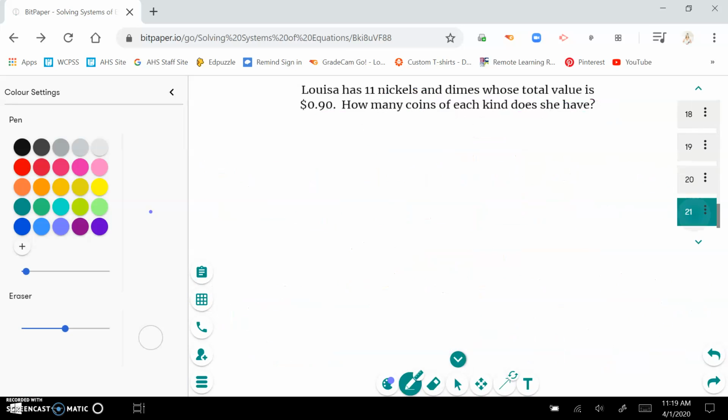All right, so now I want you to try this problem. Louisa has 11 nickels and dimes whose total value is 90 cents. How many coins of each kind does she have? So go ahead and make sure you define your variables, set up your equations, and then solve. And those are your key steps to solving a word problem.